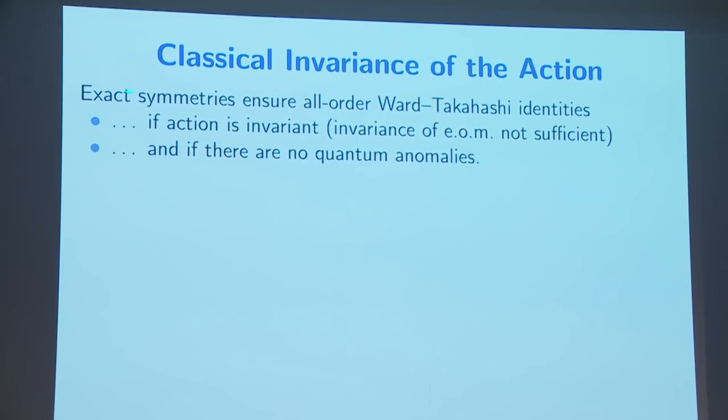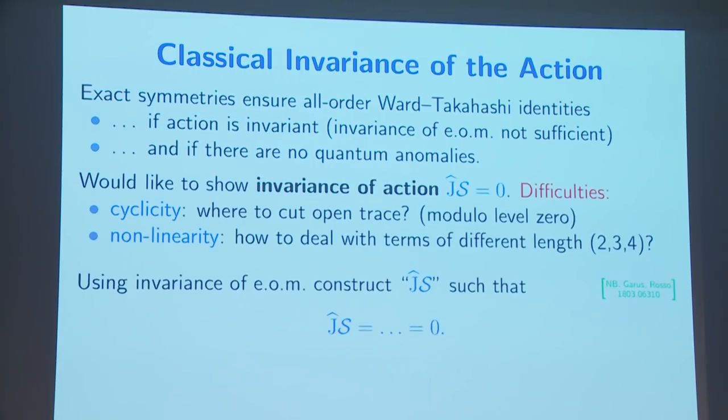Now, if we have an exact symmetry in a quantum field theory, that usually gives you some Ward or Takahashi identities. But what you need is that the action is invariant, and the invariance of the equation of motion would not quite be sufficient for that. In addition, you would want for the quantum theory that there are no quantum anomalies. So in principle, quantum theory could invalidate some classical symmetries.